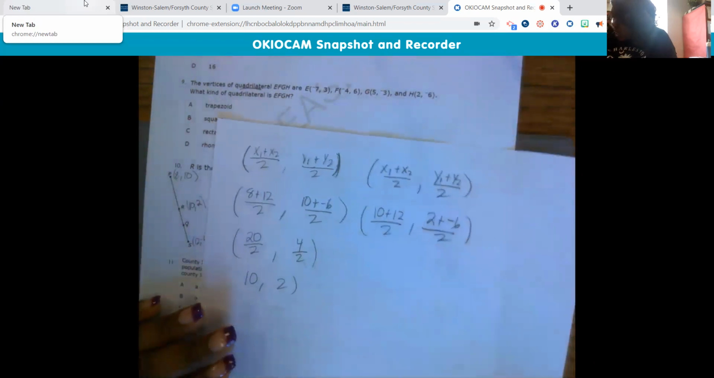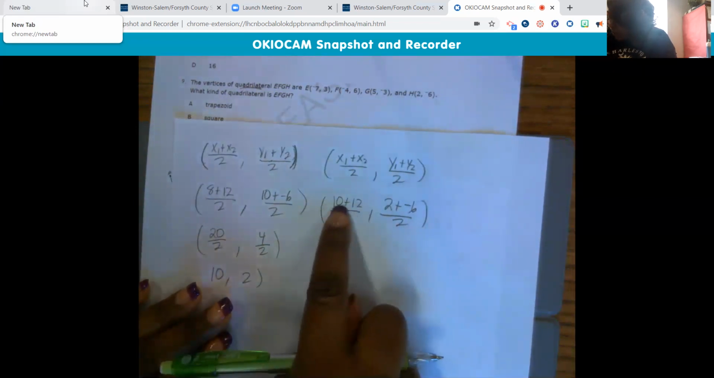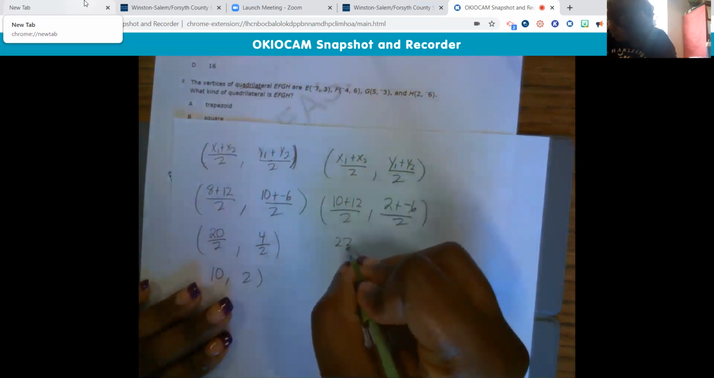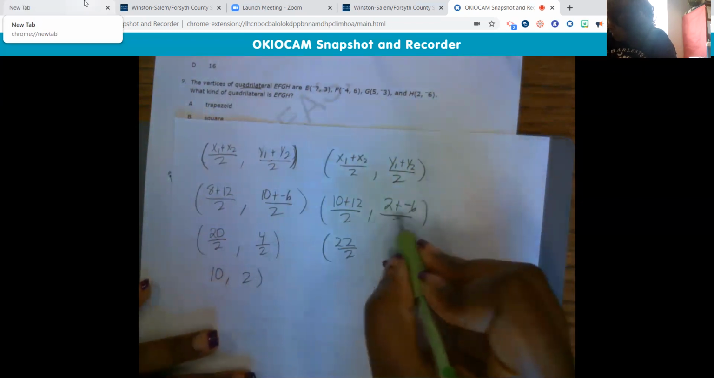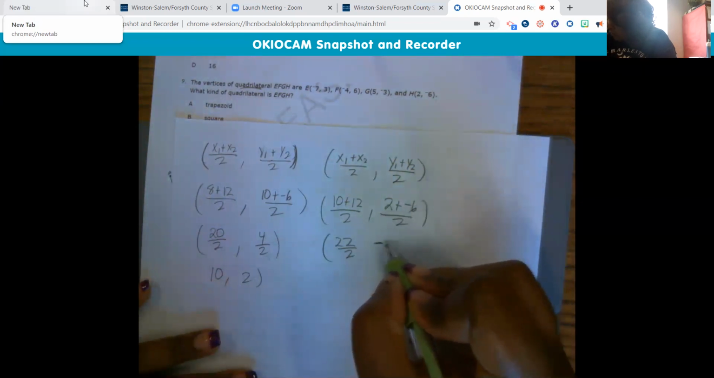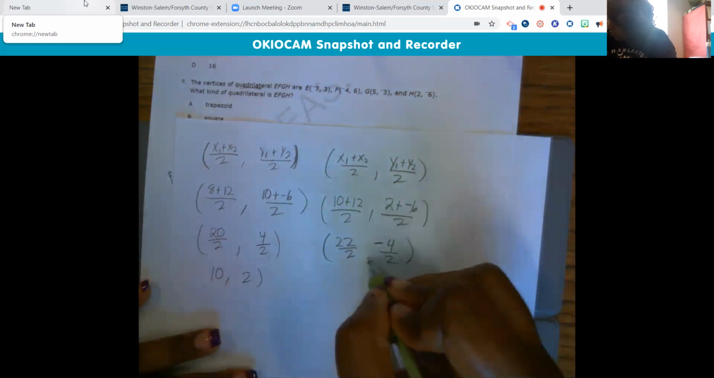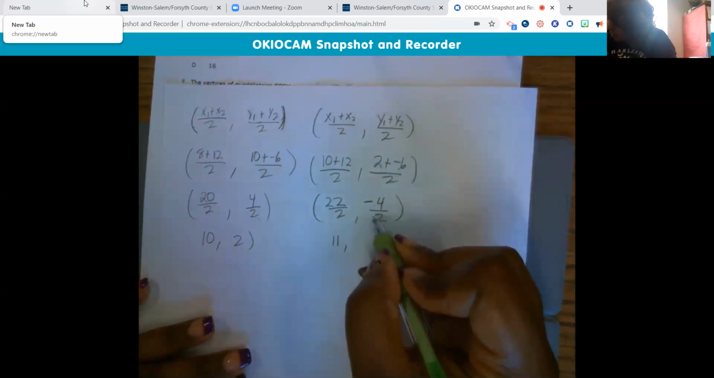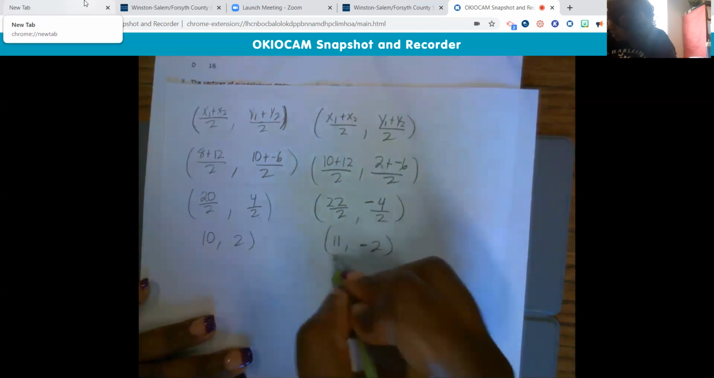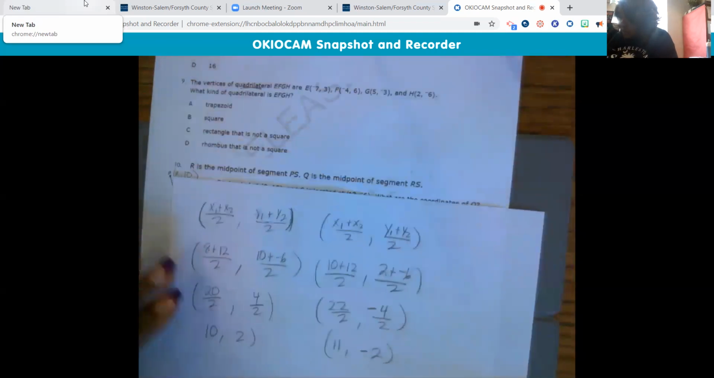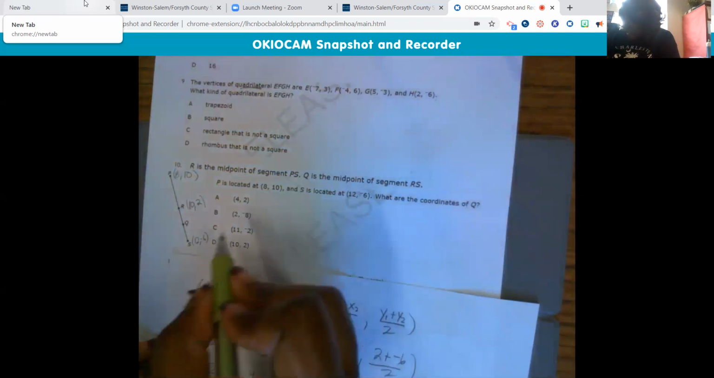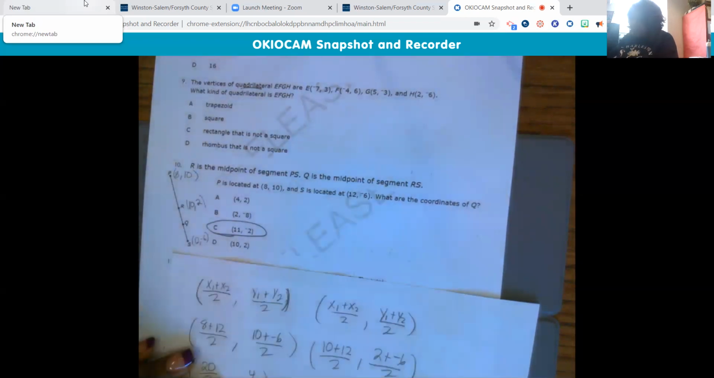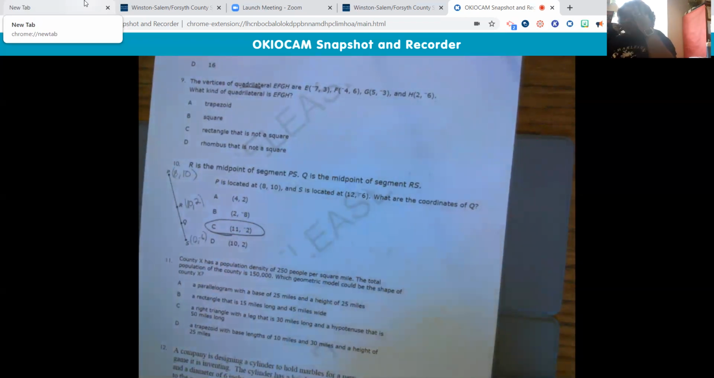Okay? All right, so this gives me 22 divided by 2. And this gives me negative 4 divided by 2. So this is going to give me 11. And this is going to give me a negative 2. So 11 comma negative 2. 11 comma negative 2 right here is C, is my answer. All right.